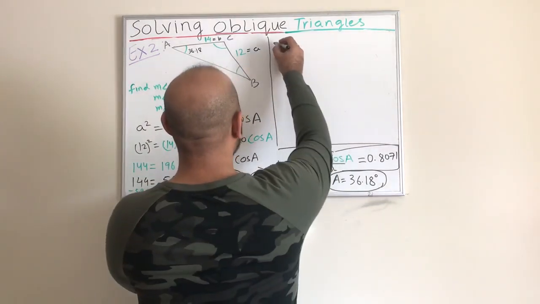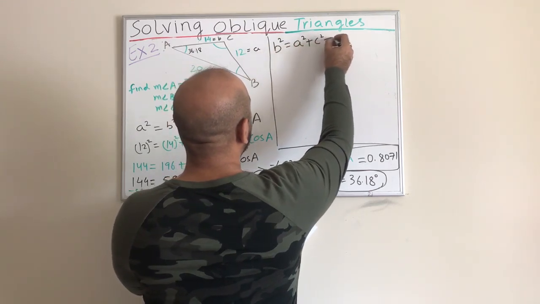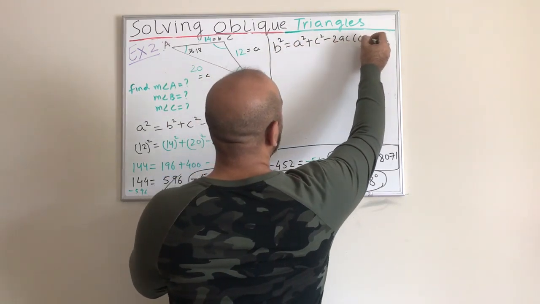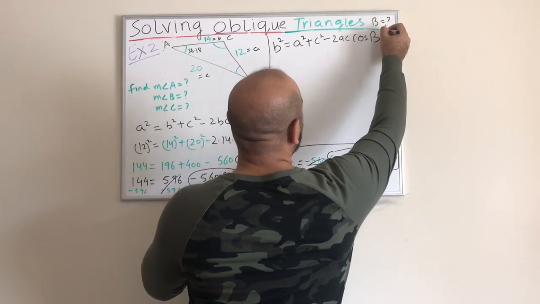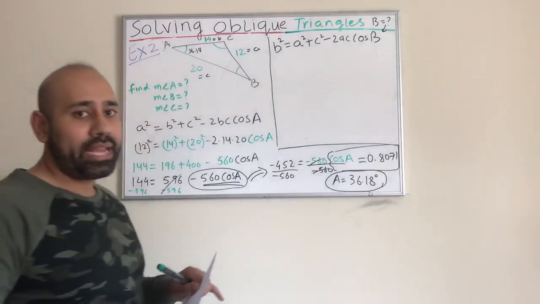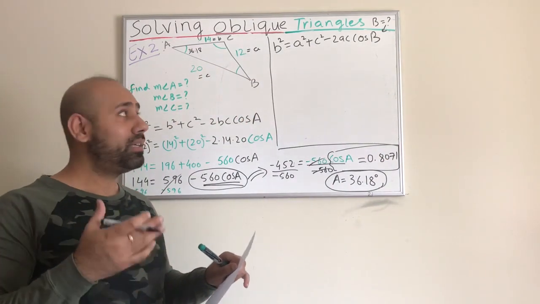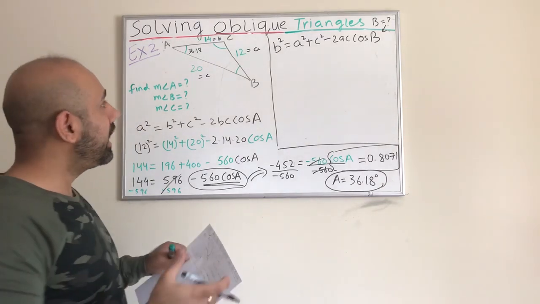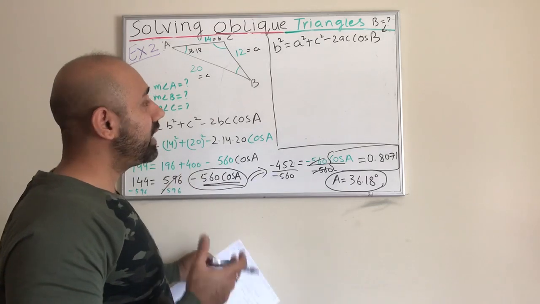For B, guys, I have to obviously use this formula, B squared equals A squared plus C squared minus 2AC cosine of B. So if I'm trying to find the angle B, obviously I have to use a formula that includes that angle B, and this is the formula. This is one of the forms of the cosine formula where angle B is included, okay? Again, I substituted the values, and then I'm going to do a similar process to get the value for B.